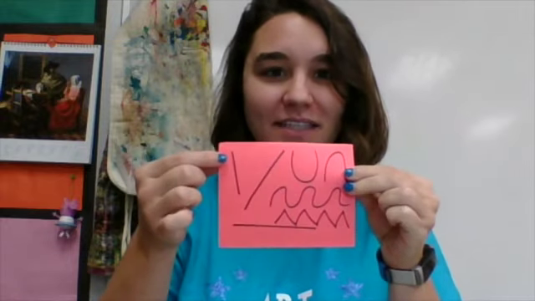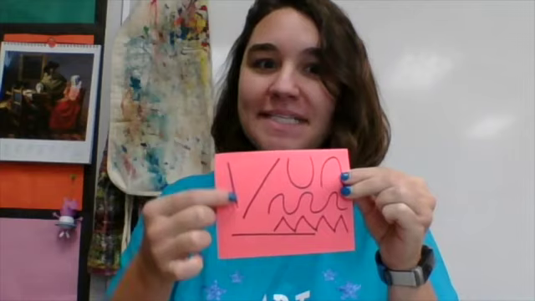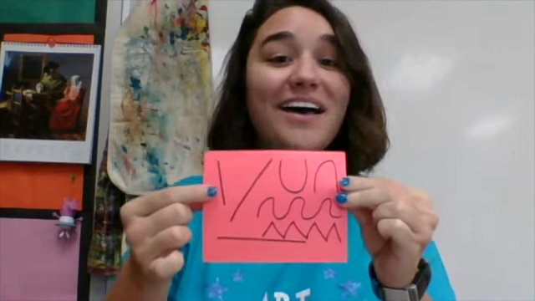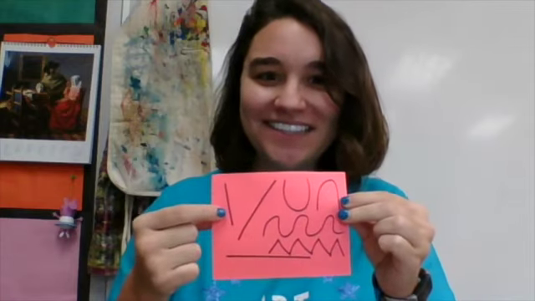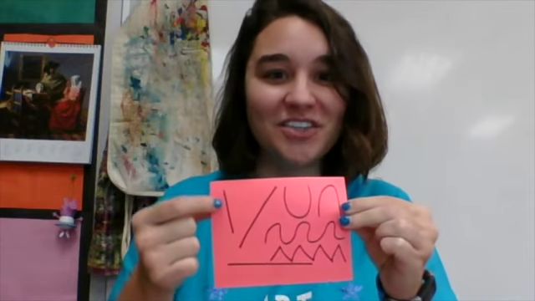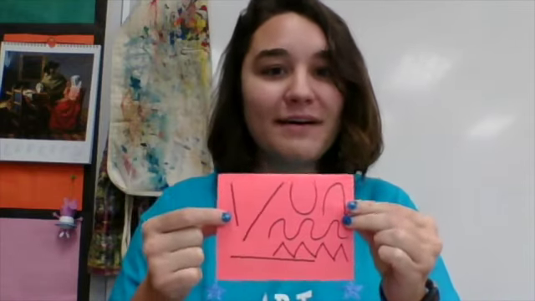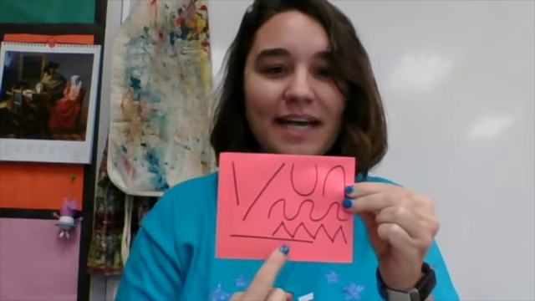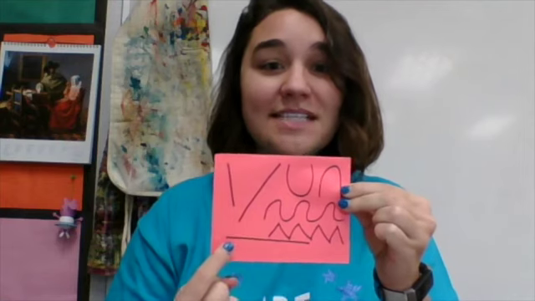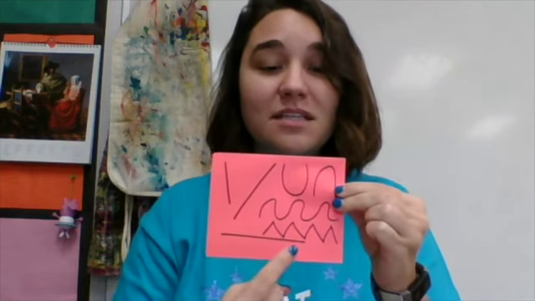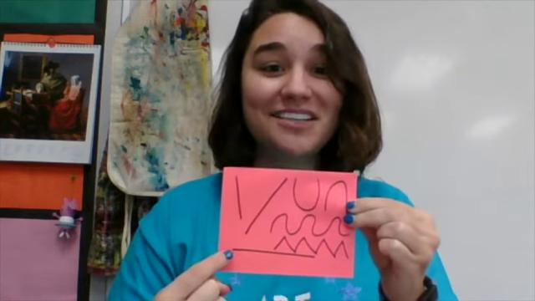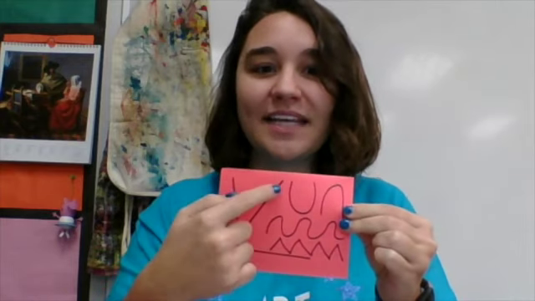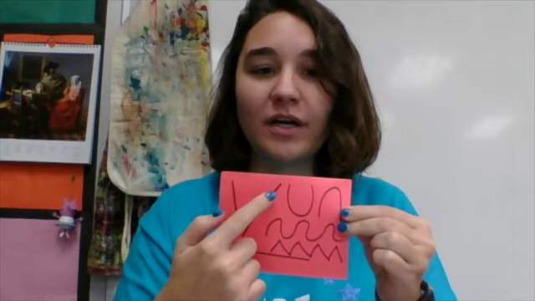What type of line goes straight up and down? What do we call that line? A vertical line. So let's say that, vertical line. What about a line that goes from side to side? What type of line is this called? This is a horizontal line. Horizontal line. Nice work.